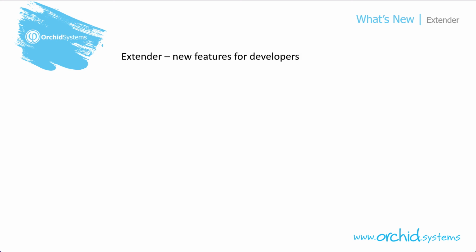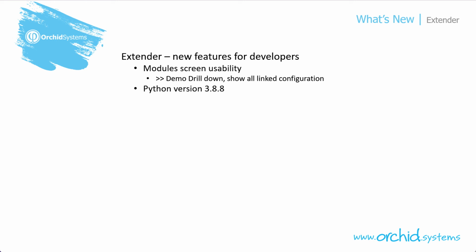And finally, in the Extender developer environment, we have increased the usability of the module screen by linking the module to all the other setup screens that are components of the module. And I'll show you this. We have included Python version 3.8.8, so you can now select which version of Python you want to use. You are able to use a function called set color and set font on your screens to highlight information.